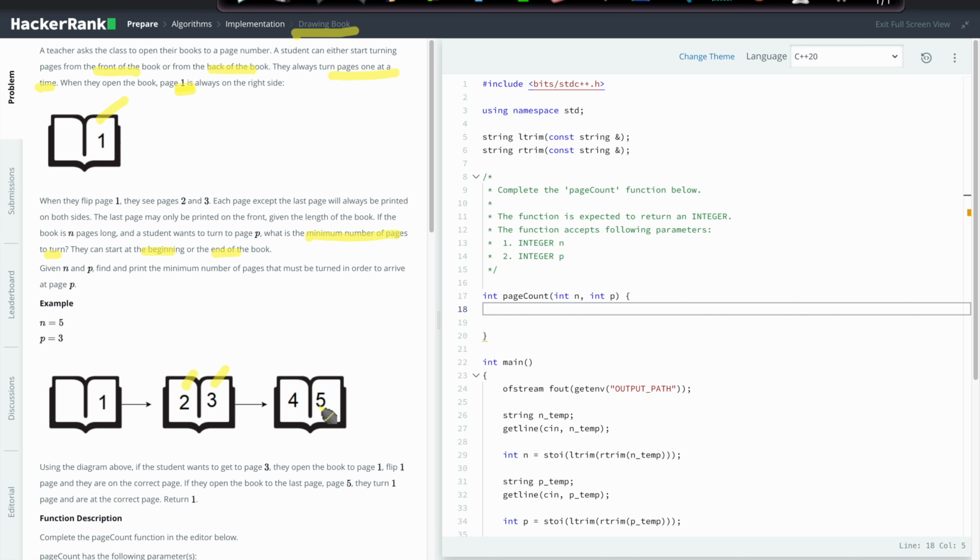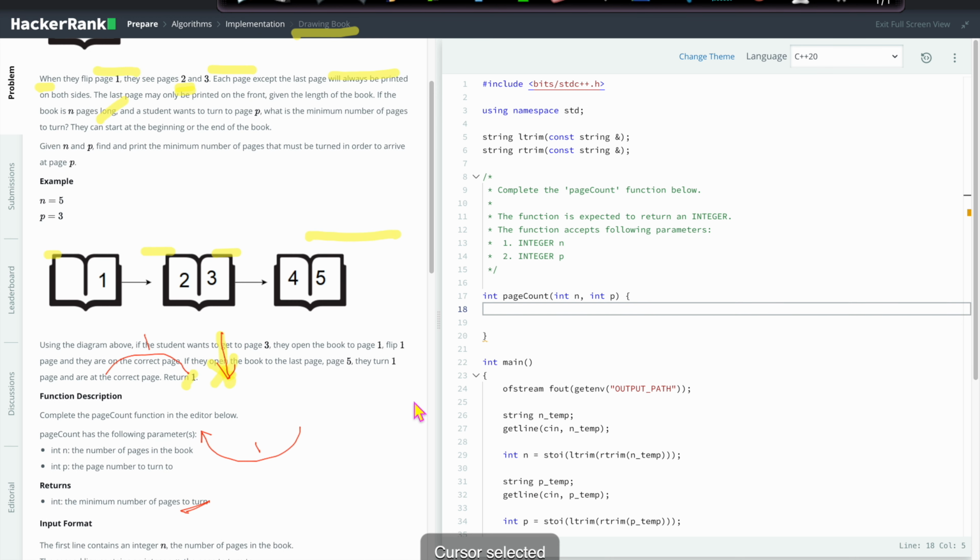Suppose n is 5, in this case 5 pages are there, and 1 is on the right hand side, and P is 3. That means it is expecting us to find how many flips are required for reaching page number 3. In one flip, here it is clearly visible, it is 1, and from the end also, if you are starting, it is also only one flip. That's why it is returning 1.